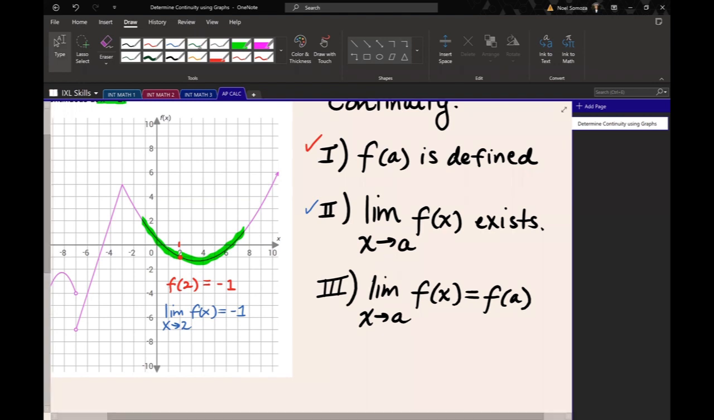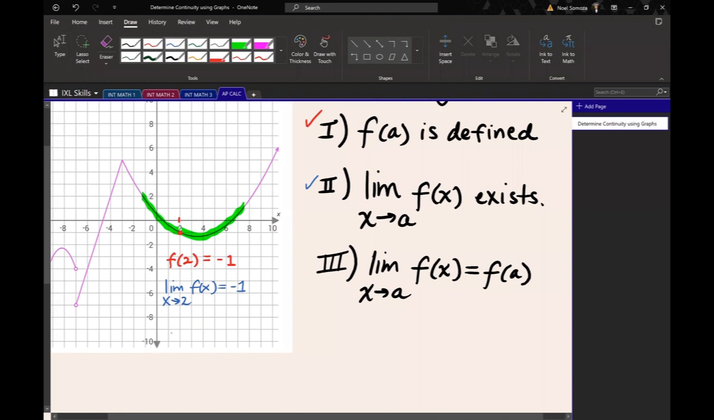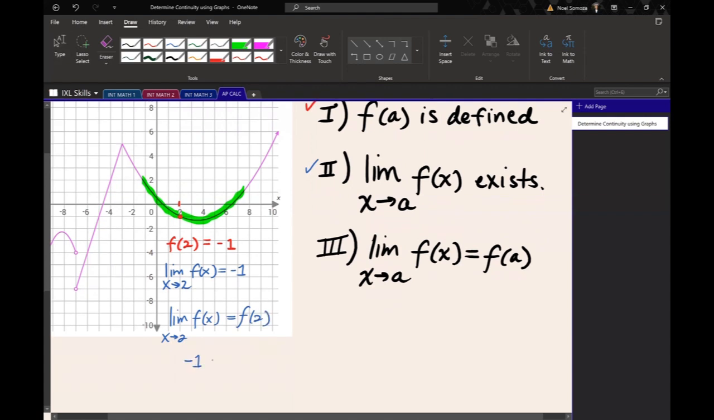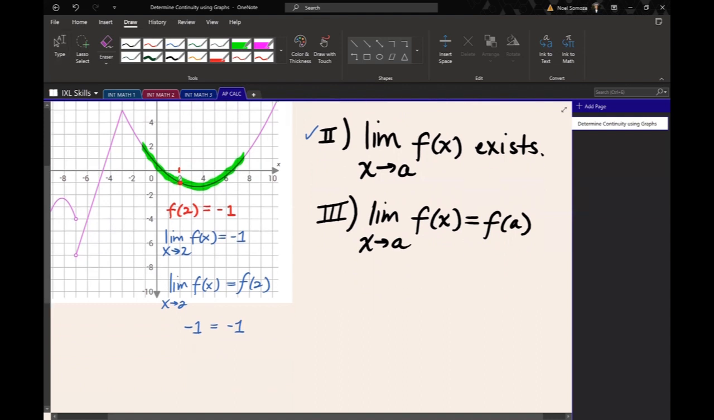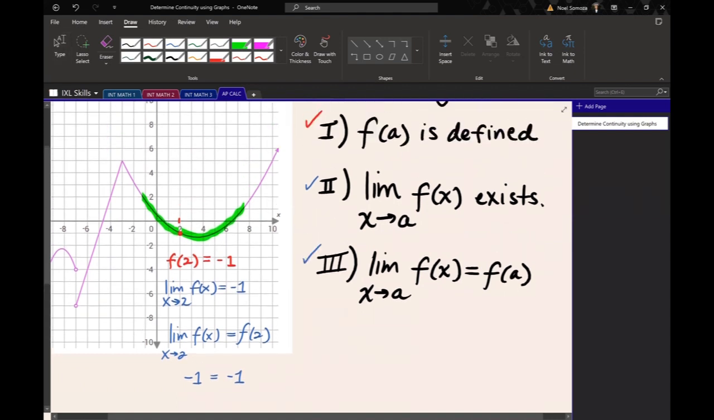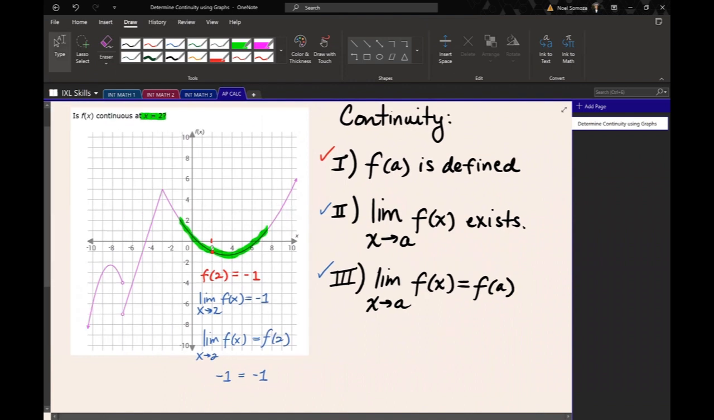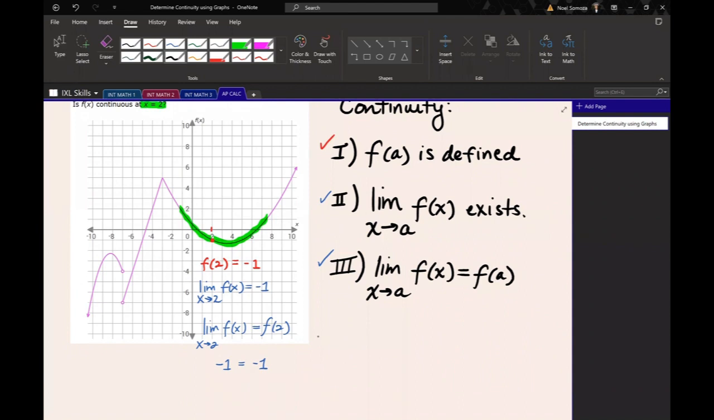And finally, part 3 is just to check that the limit as x approaches 2 is also the same as the output of f of 2. And in this case, they are, because the limit as x approaches 2 of f of x is also equal to f of 2, because -1 is equal to -1. So that means part 3 of the definition of continuity is also satisfied. So is the function f of x continuous at x equals 2? The short answer here is yes.